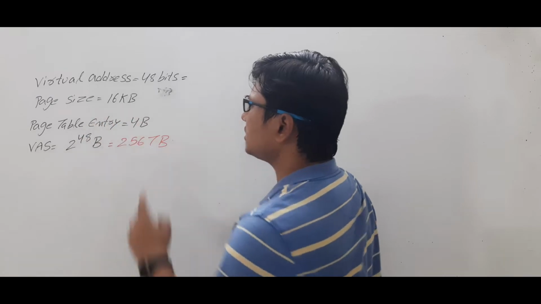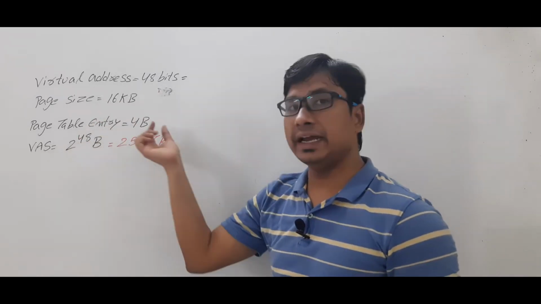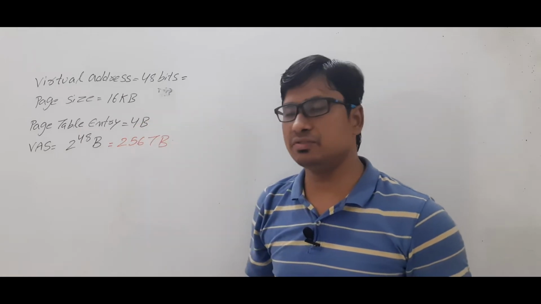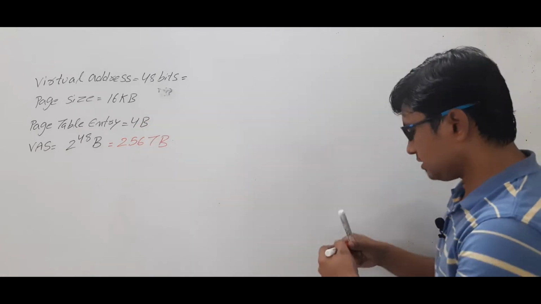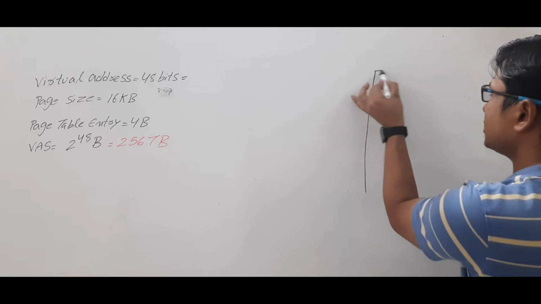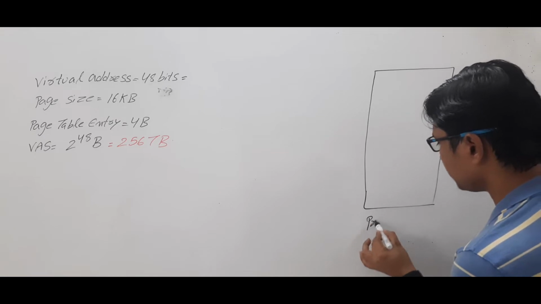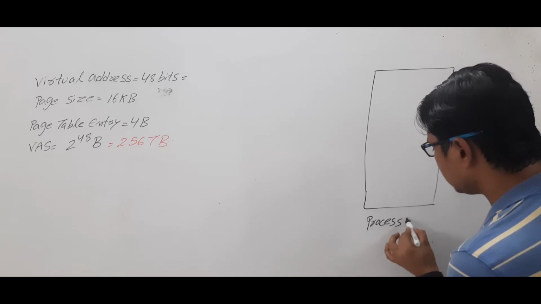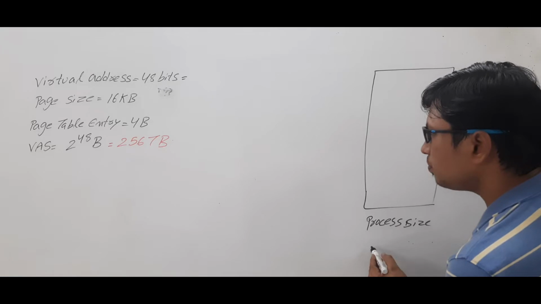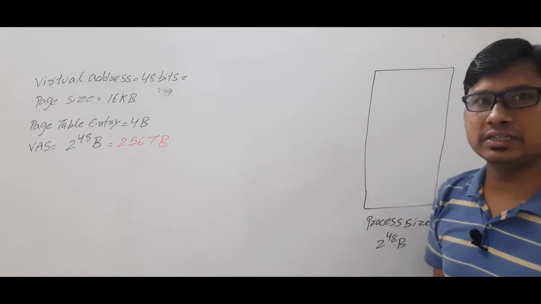Now, what other information have they given? The page size they have given, and the page table entry size also they have given as 4 bytes. So, look at this one. We have the virtual address space, or the logical address space, or the process size, as 2 power 48 bytes. Are you able to understand?